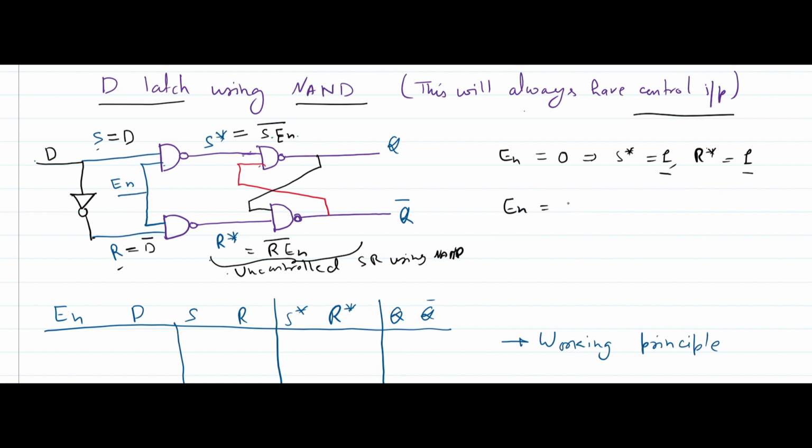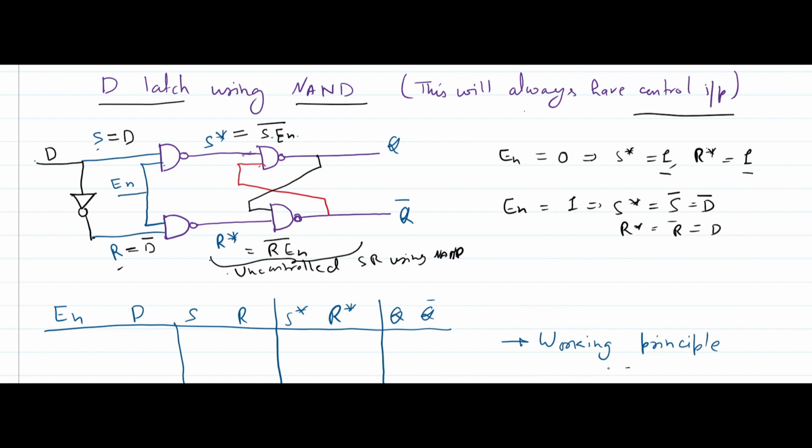And if En equals 1, what do I have? I will have S star equal to S bar, which is nothing but D bar, and R star is nothing but R bar, which is nothing but D. So let me write those things.